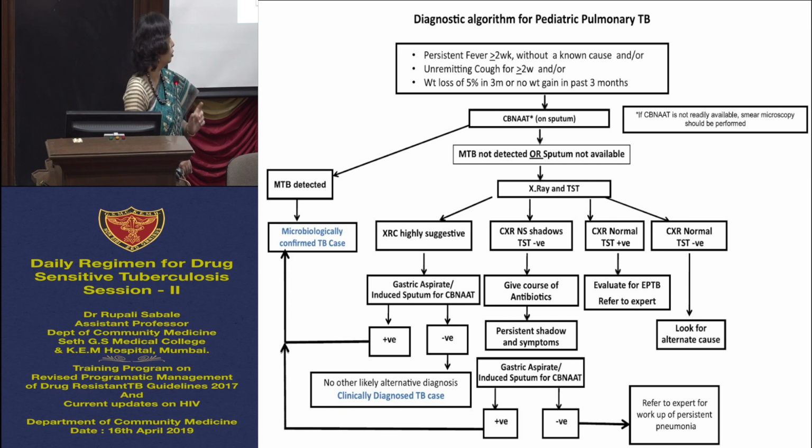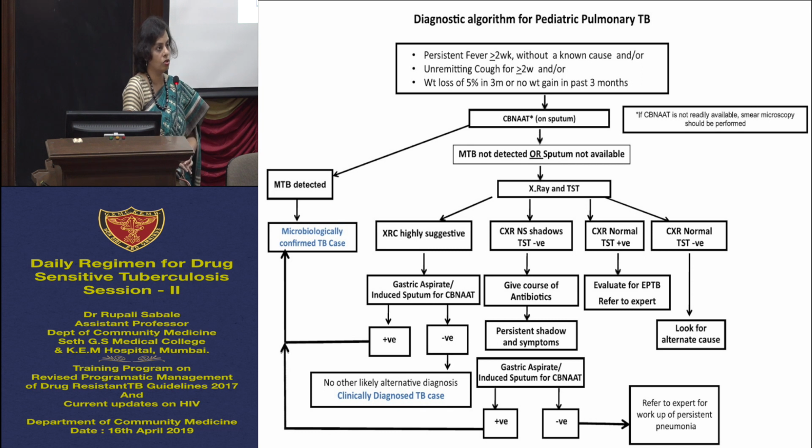In that case, we do CBNAT again with gastric aspirate or induced sputum. Again, if that gastric aspirate or induced sputum CBNAT is positive, it is microbiologically confirmed tuberculosis. But if it is negative, and the treating physician is clinically suspecting tuberculosis, we label the patient as clinically diagnosed tuberculosis. If chest X-ray is not suggestive, showing non-specific shadows, and TST, that is tuberculin skin test, is also negative, then the patient is given a course of antibiotics.